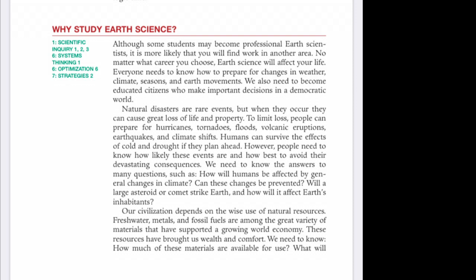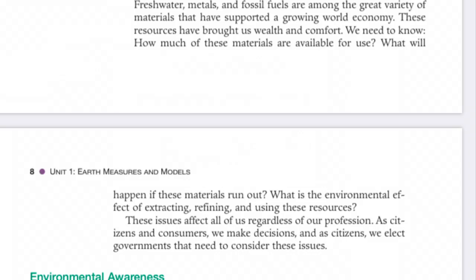Our civilization depends on the wise use of natural resources. Fresh water, metals, and fossil fuels are among the great variety of materials that have supported a growing world economy. These resources have brought us wealth and comfort. We need to know how much of these materials are available for use, what will happen if these materials run out, and what is the environmental effect of extracting, refining, and using these resources. These issues affect all of us, regardless of our profession.